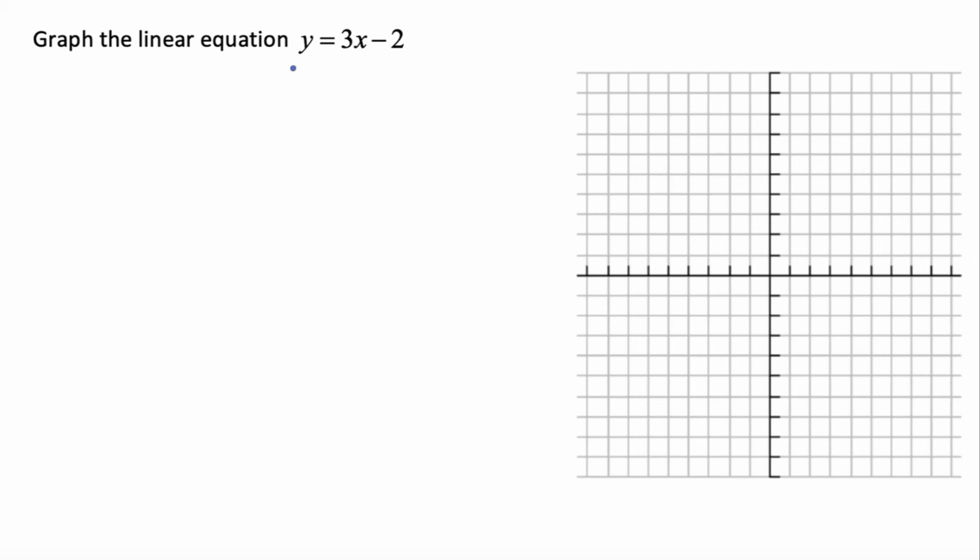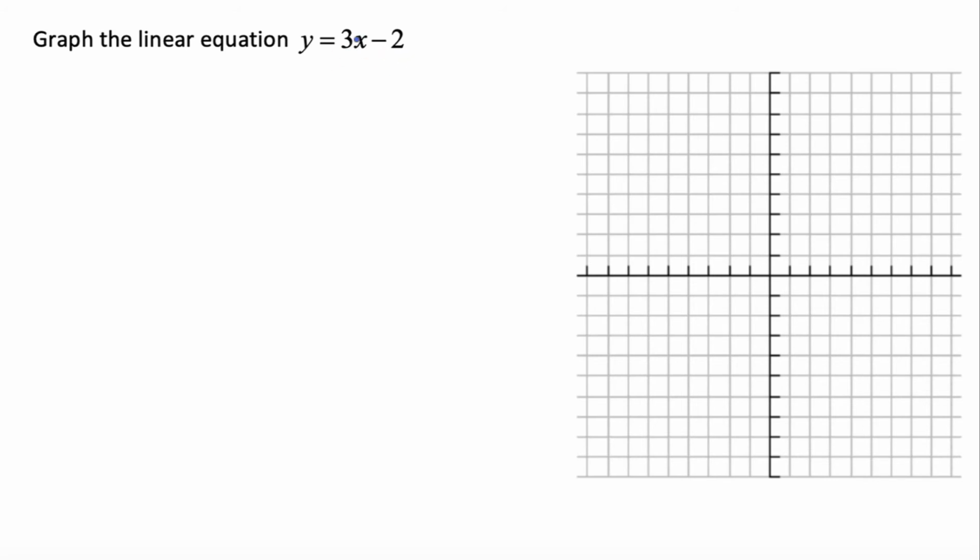Graph the linear equation y equals 3x minus 2. Okay, so we are given the equation, and in order to graph it, of course, we need to find some ordered pair solutions, right? Let's just do 3 in this case, okay? Now, we notice that here, the y is by itself, so that's actually pretty good, right? Y is equal to 3 times whatever x is, minus 2, right?